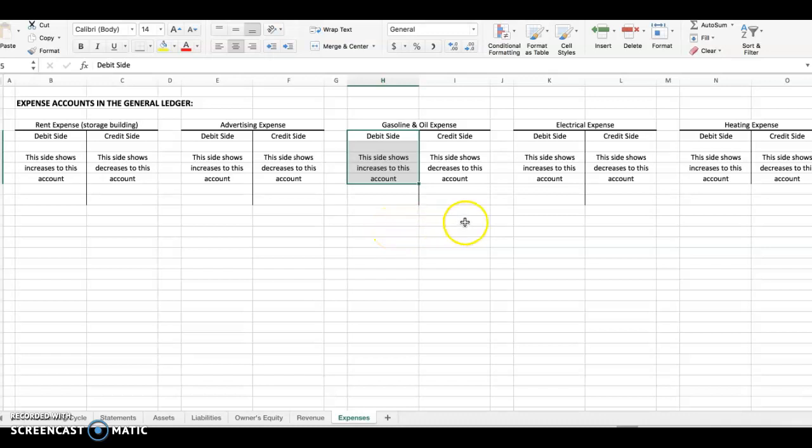Rarely would there be a credit to an expense. We'll talk about exceptions later. But typically, expenses are debited because they increase. We've got to pay the electric bill. That's shown on the debit side, the left side of this expense account.